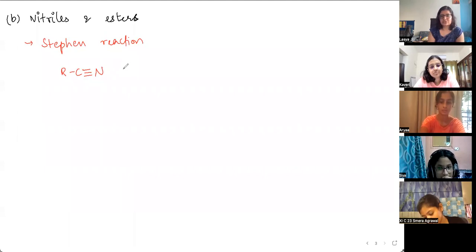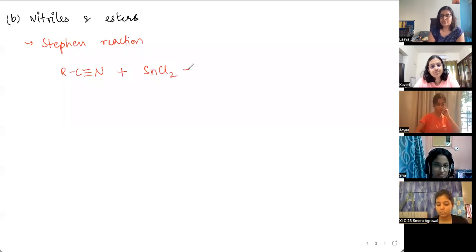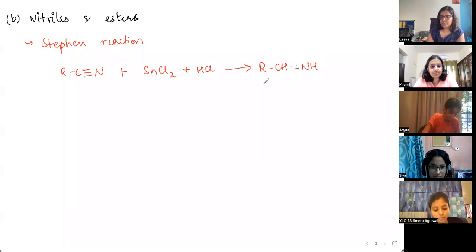reduction of nitrile. In the first part of the reaction, you use a mixture of stannous chloride, SnCl2, and HCl. This is going to reduce the nitrile, converting the triple bond into a double bond. So you get CH double bond NH. This group of compounds, when you have double bond NH, are called imines.